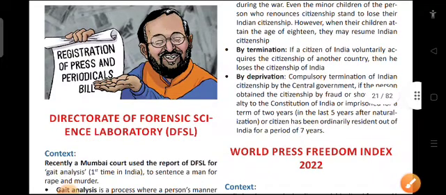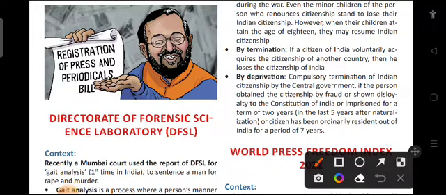Then by termination. If a citizen of India voluntarily acquires citizenship of another country, then he loses his citizenship of India. So if a person gets the citizenship of another country, then he or she will lose their Indian citizenship automatically. It will be terminated.